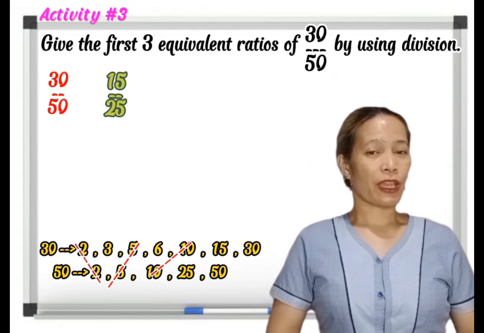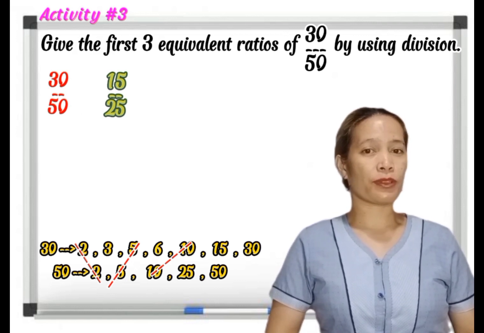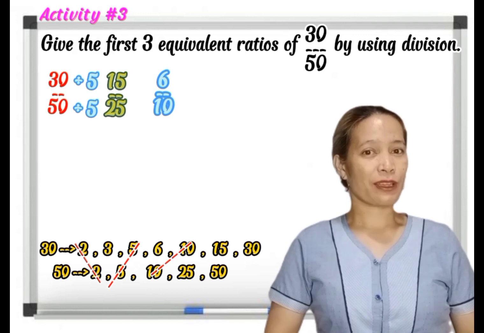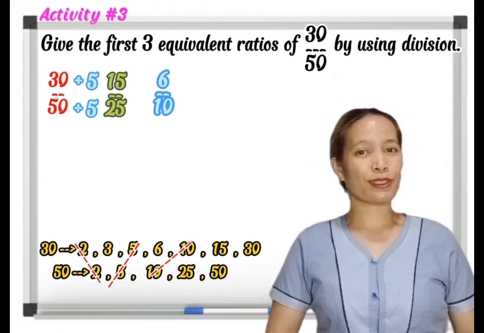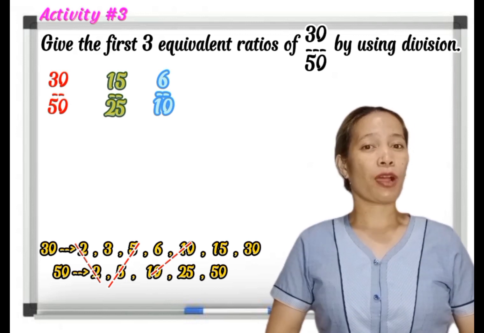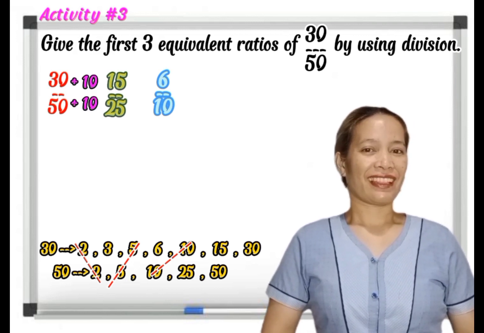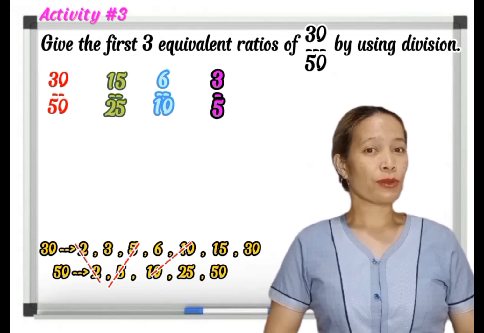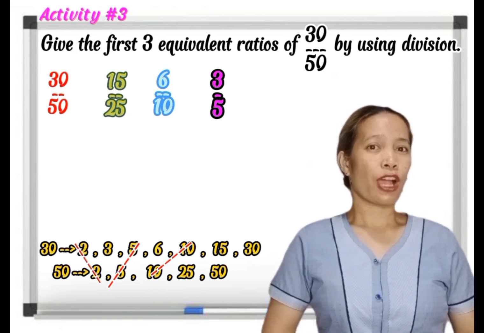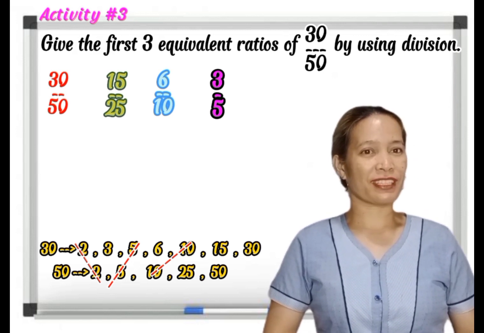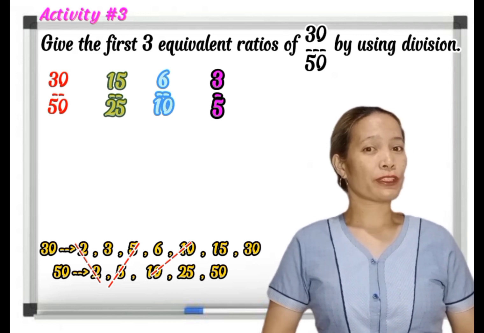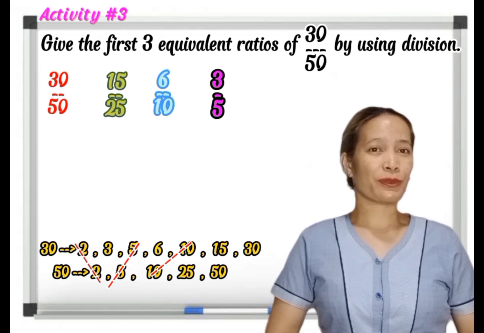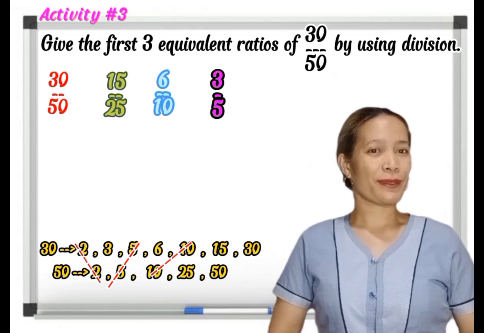Okay, next, if we are going to divide 30 and 50 by their common factors na 5, the answer will be 6 over 10. If we are going to divide 30 over 50 by their common factors na 10, the answer will be 3 over 5. So those are the first 3 equivalent ratios of 30 over 50 by using division. So 15 over 25, 6 over 10, and 3 over 5 are the first 3 equivalent ratios of 30 over 50 by using division.